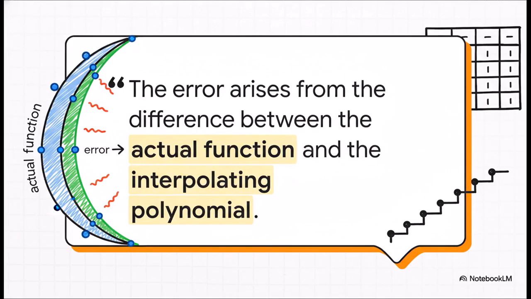This quote really just nails it. What we're doing, essentially, is creating a polynomial that fits our known data points like a glove, and then we're using that polynomial to guess the values in between. The error, then, is just the difference between our polynomial guess and whatever the true function is actually doing.